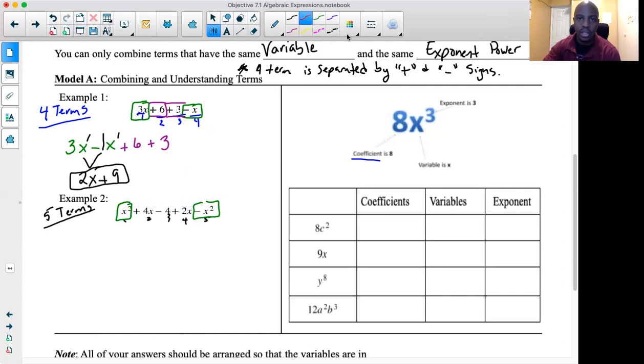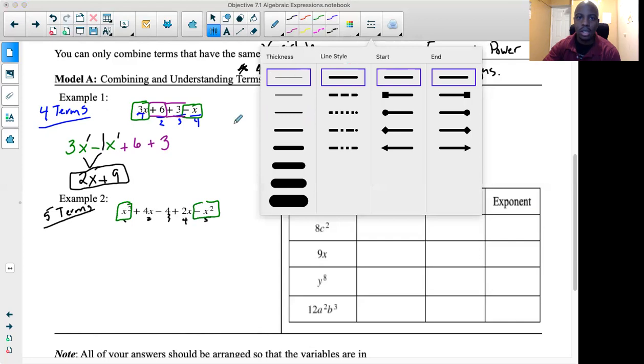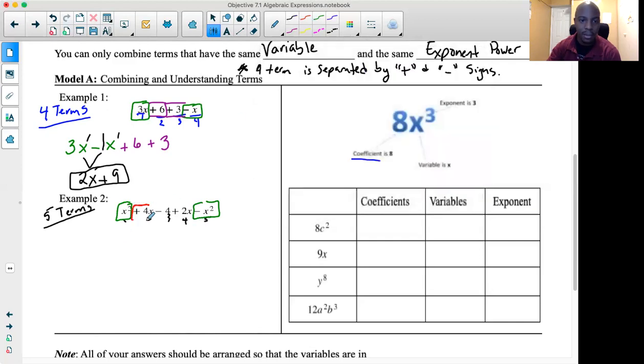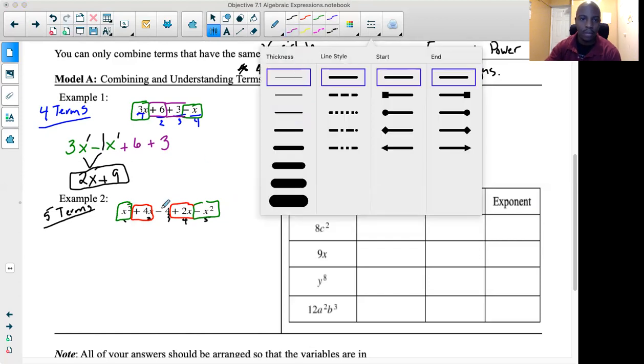No, but 2x and 4x are like terms because they both have the same variable and the same exponent. So, boom, 4x, 2x, and that means minus 4 is on the outs, right? It doesn't have a friend, but it's okay.